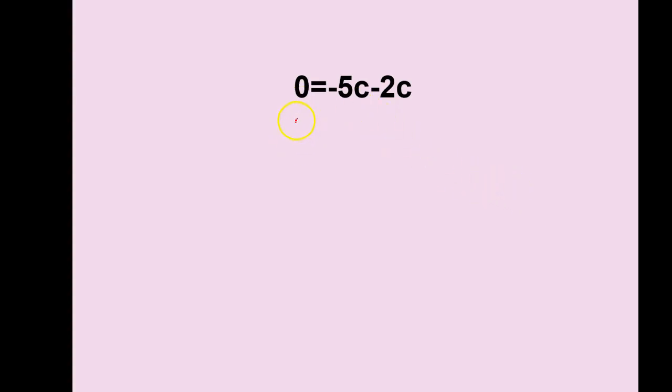Same thing here. I have 0 equals, I have negative 5c minus 2c. So I have 2 negatives, same signs, add and keep. So I have negative 7c. And I divide both sides by negative 7 to get that c alone. 0 divided by negative 7 is 0. So c equals 0.